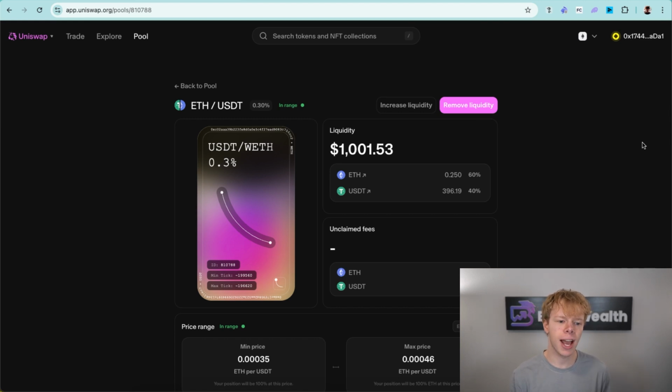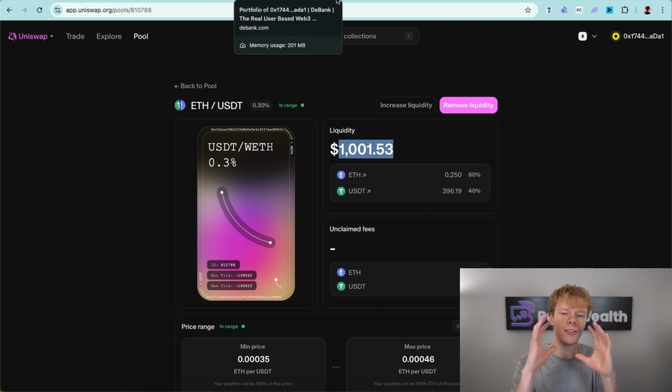And just like that, our transaction has been submitted and our capital is now deployed into this liquidity pool. We have just over $1,000 and we are going to see whether we're going to get 40% APR, 50% APR, or 60% APR. Let's go.